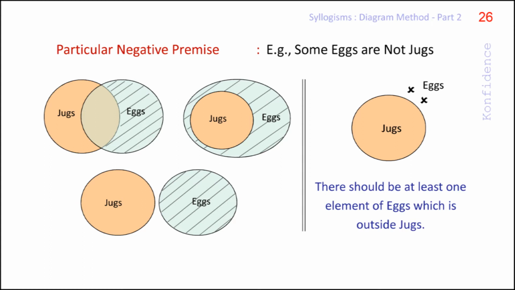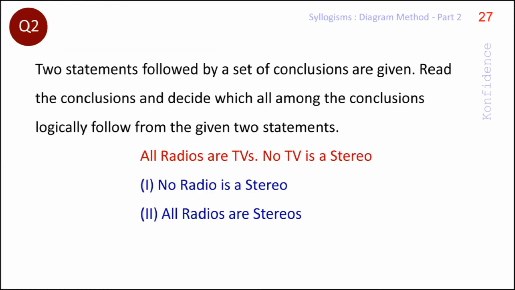Let us apply this learning to do some syllogism questions. Refer question Q2. In aptitude tests, syllogism questions come in a variety of forms. This is one of those types. Here, we are given two premises and a set of conclusions. We need to pick the conclusion or conclusions that follow from the given premises. Let us apply the diagrammatic method that we learned just now to find the answer.